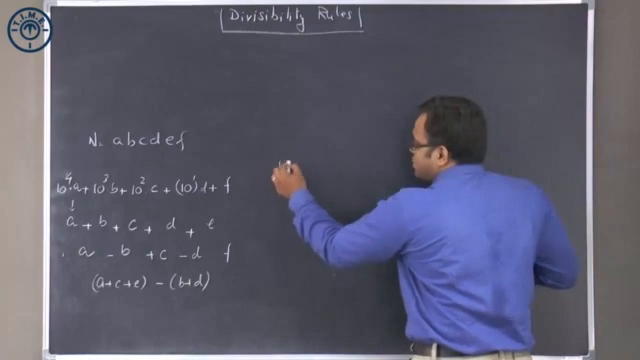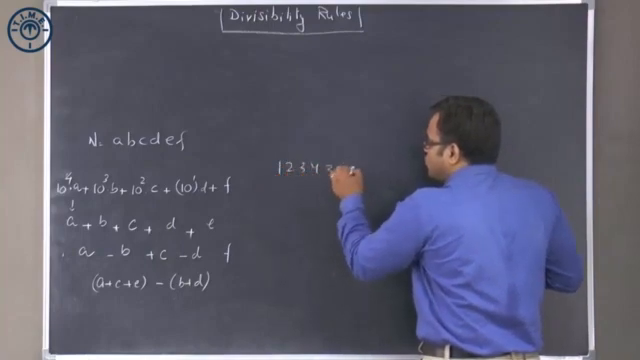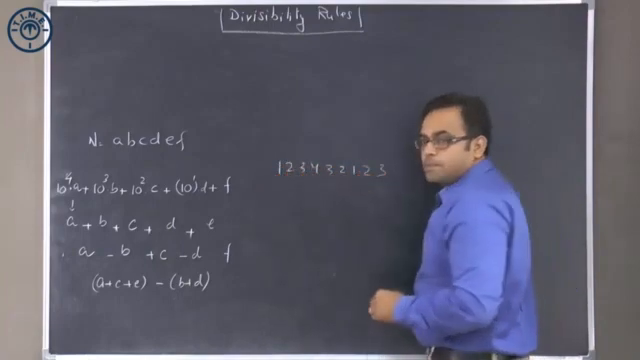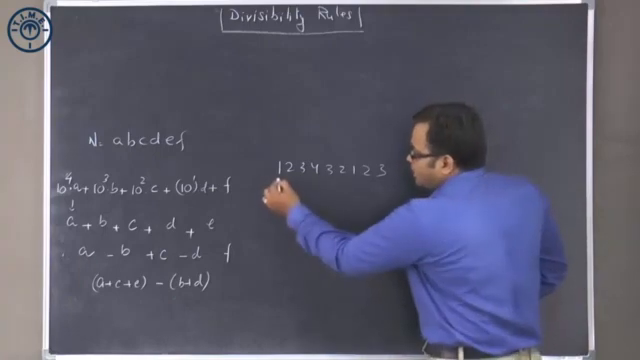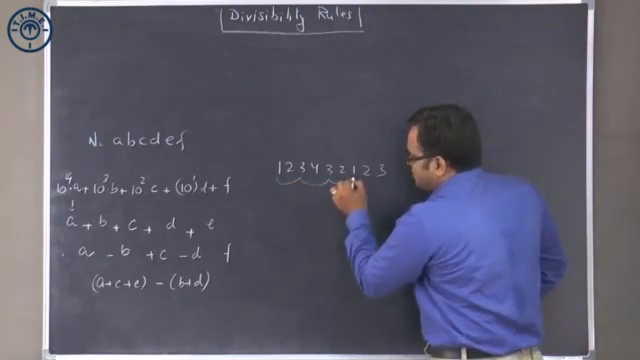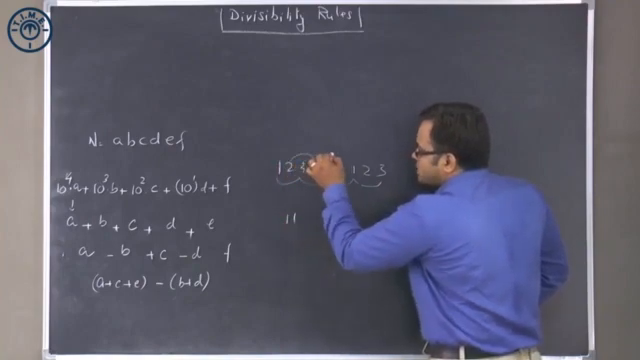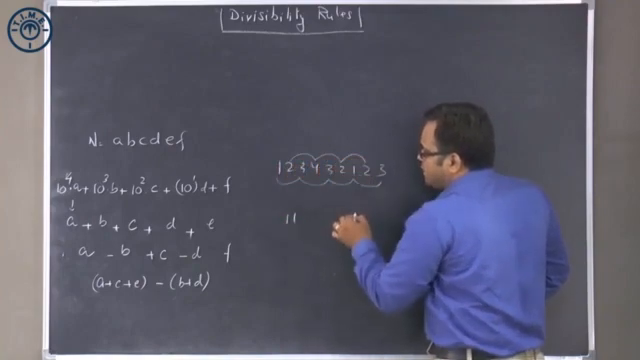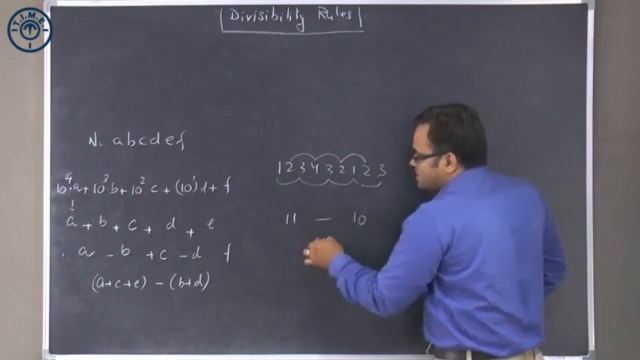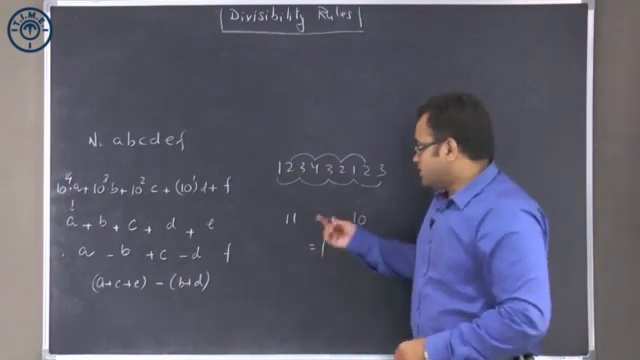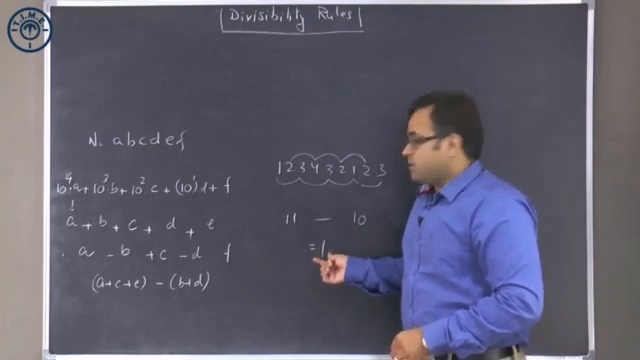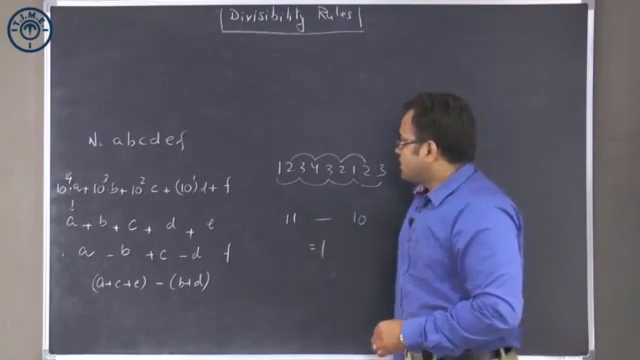Let us say the number is 1 2 3 4 3 2 1 2 3. For this number, 1 plus 3 is 4, plus 3 is 7, plus 1 is 8, plus 3 is 11 on one side, and 2 plus 4 is 6, plus 2 is 8, plus 2 is 10 on the other side. 11 minus 10 is equal to 1. Because the difference is not divisible by 11, this number is not divisible by 11.